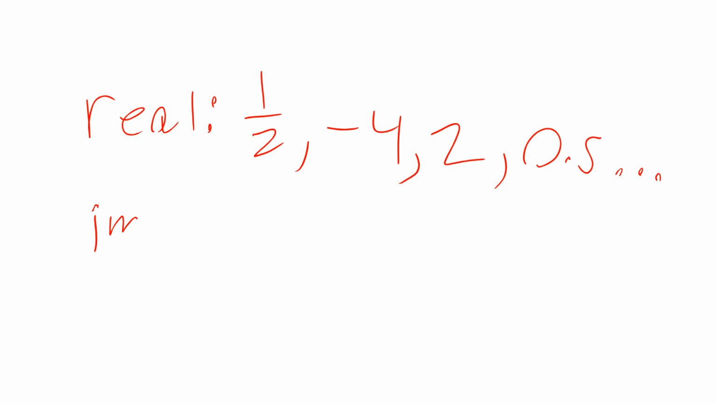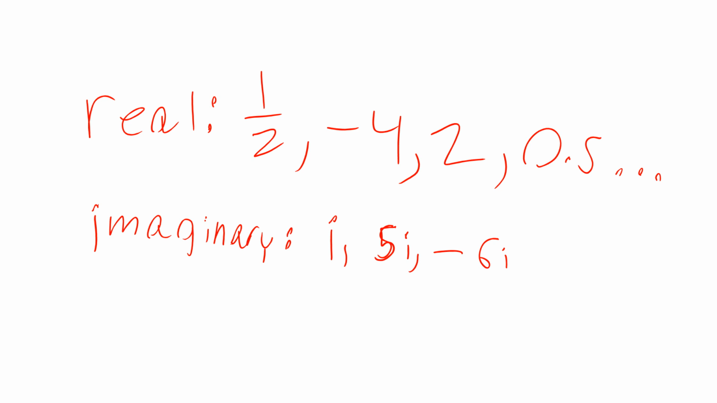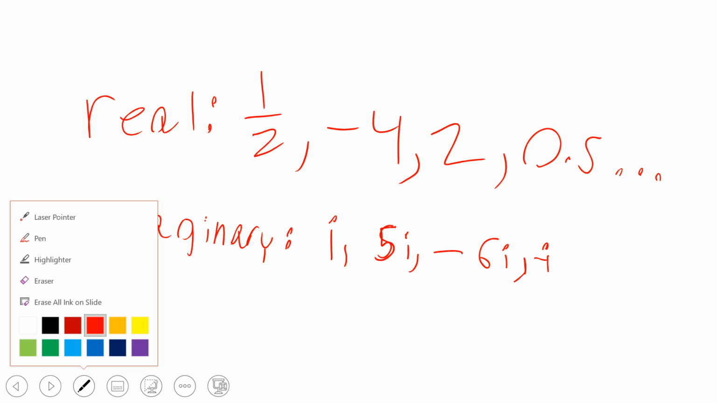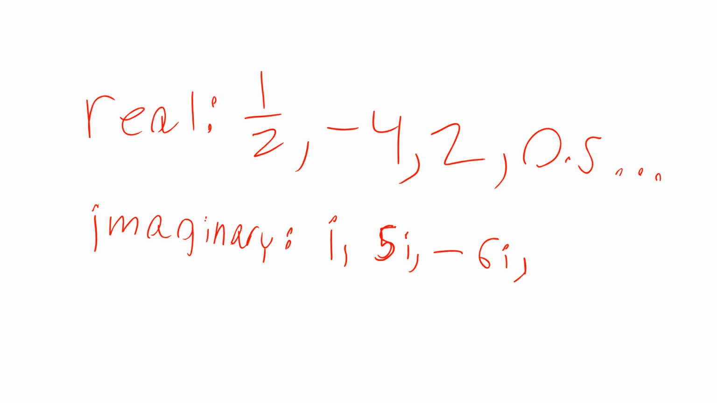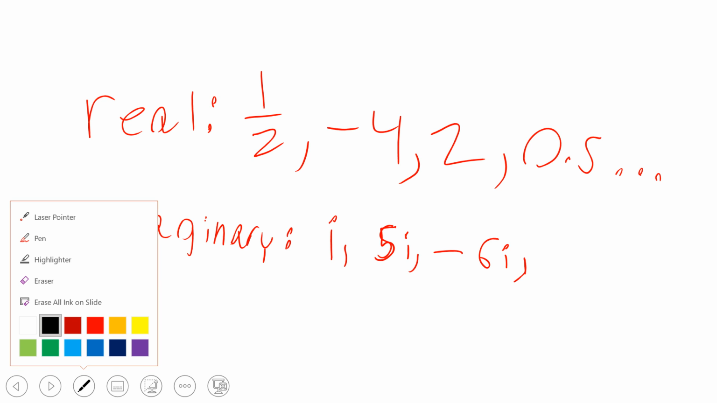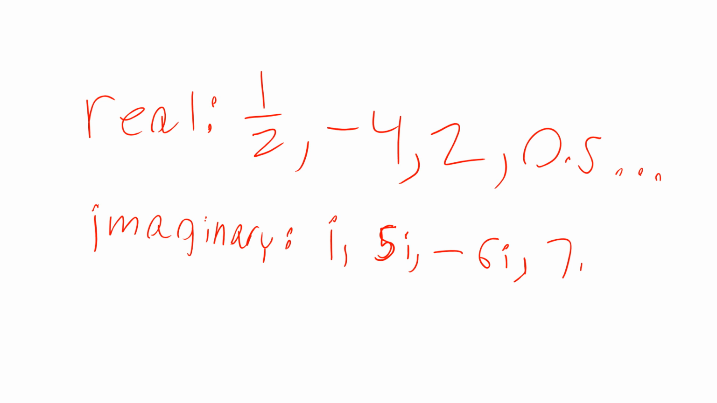Imaginary numbers, we have i, 5i, 6i, -i. We can go on and on and on with this, but that's basically what imaginary numbers are. We already know what imaginary numbers are.